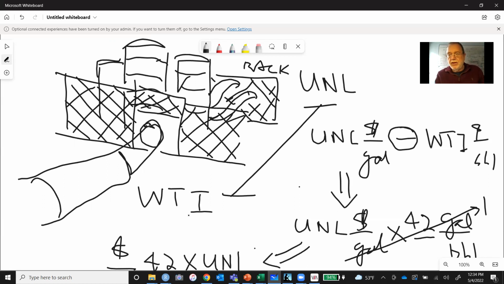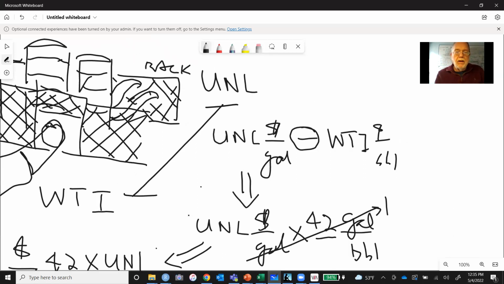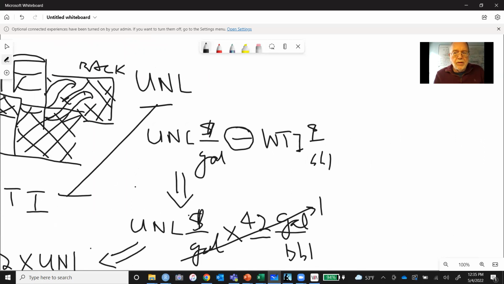Now, the key thing to remember is it has to be on an equivalent basis. You've got to be comparable. No gallons and barrels. It has to be barrels to barrels, dollars to barrels. Okay. Now, it so happens that the functional currency in this market, almost worldwide, not quite, but almost worldwide, is in dollars.